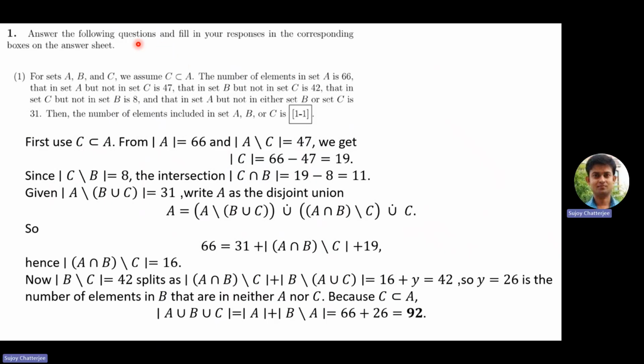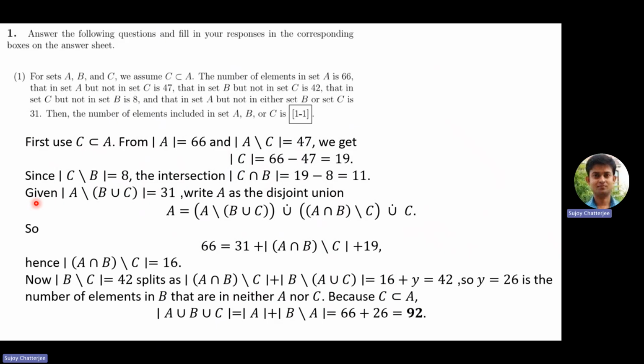Now next, come to the next criteria, that is, the number of elements in C which are not in B is given to be 8. So that means the intersection C intersection B will be 19 minus 8, because 19 is C and 8 is C but not B. So that means C intersection B will be 11.